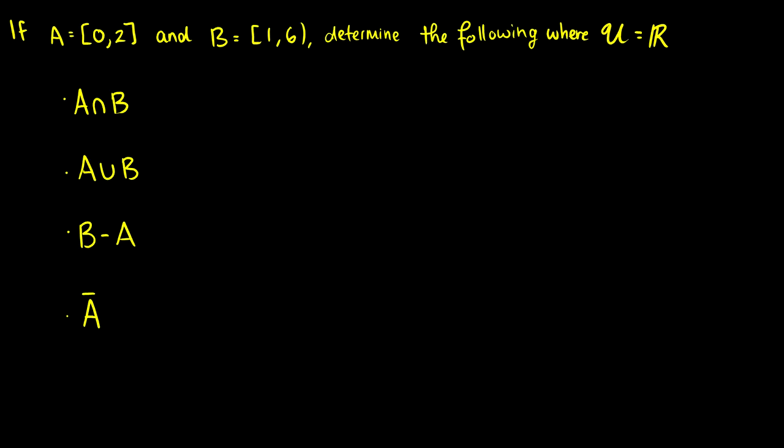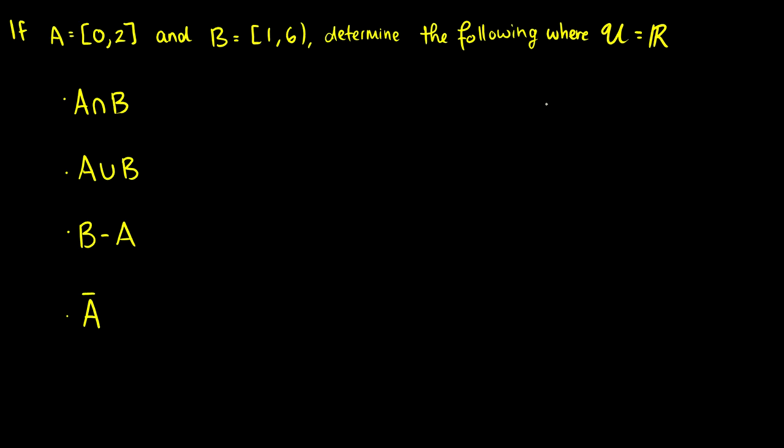In this video, we're going to do some practice problems with set operations. So we'll do 3 questions. For the first one, if A is the interval containing 0 up to 2, and B is the interval starting at 1 containing up to but not including 6, we want to determine the following, where our universe is the entire real number line. So these are not discrete sets, these are continuous sets, so I'll show you how to work with these. Okay, so it's a good idea usually to draw these things.